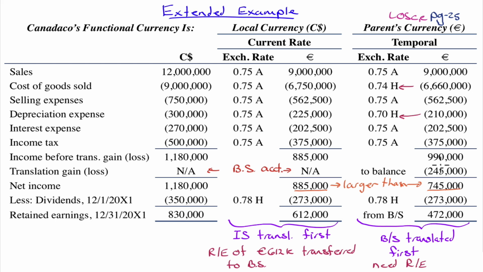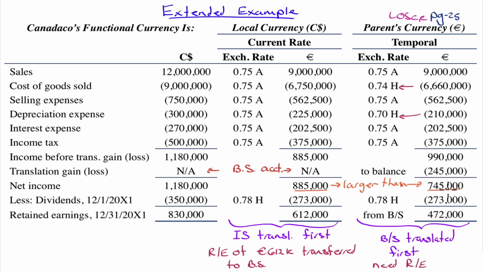We get to 990. Notice that our income here, before any gain or loss, is actually higher than our income here. However, we have this loss. Now, we don't know what it is. So we run to the balance sheet and figure out what we need to make it balance for retained earnings. 472, we put that in. We still convert our dividends at 0.78. We add these two together, we get 745. We can figure out that it was 245.